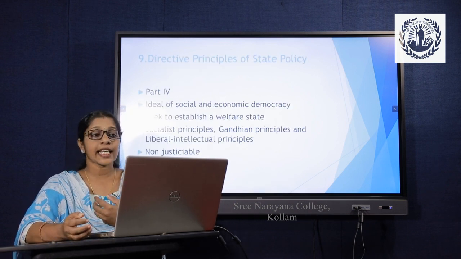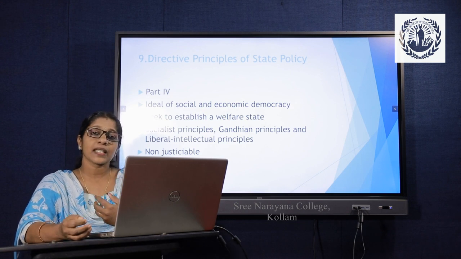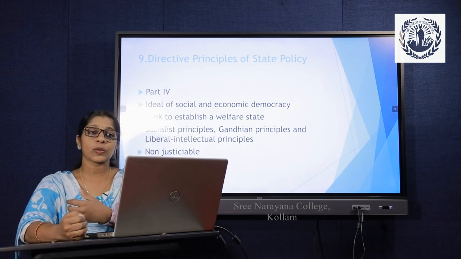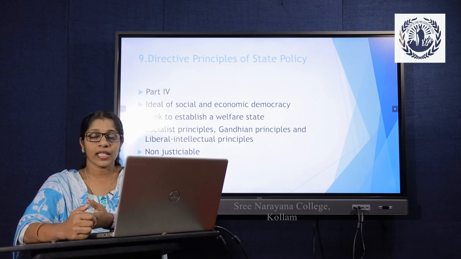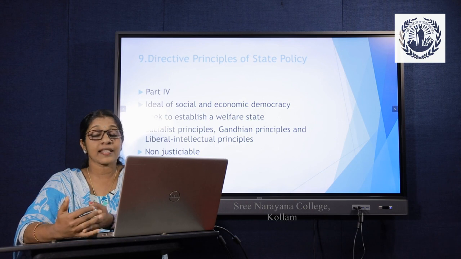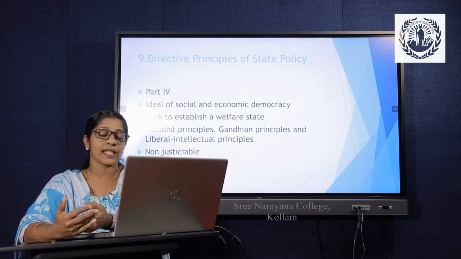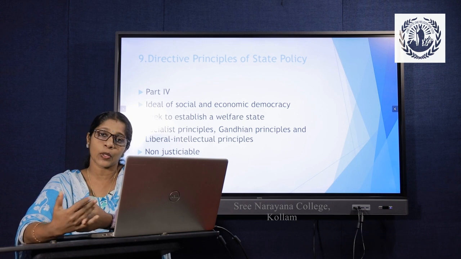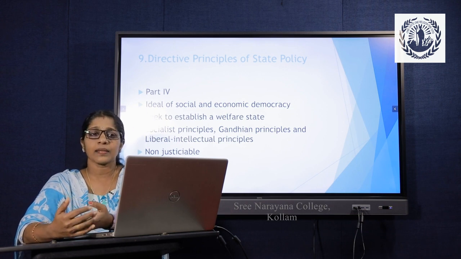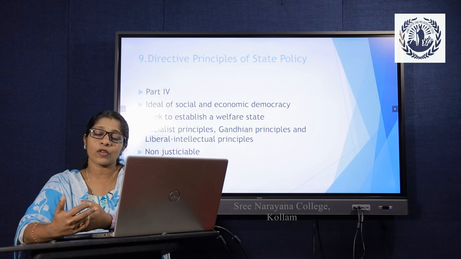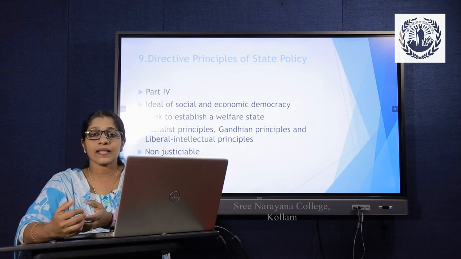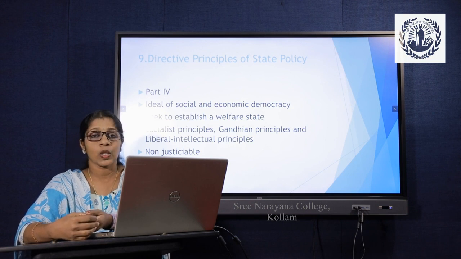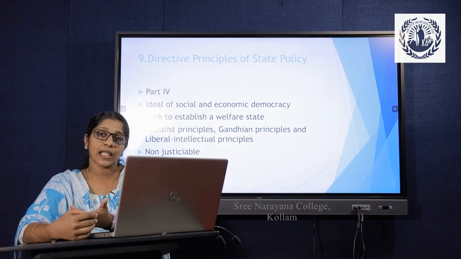Next is directive principles of state policy. These directive principles of state policy are included in Part 4 of the Constitution. Mostly, the directive principles are social and economic principles for achieving a welfare state. Actually, they are the directions given by the Constitution for the state for achieving a welfare state, and these principles are broadly classified into socialist principles, Gandhian principles, and liberal intellectual principles.